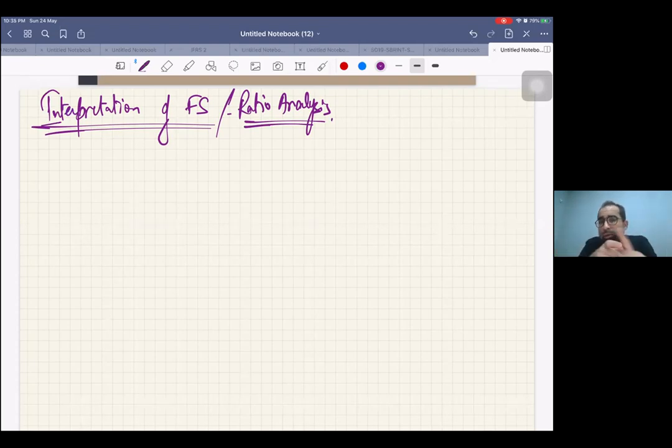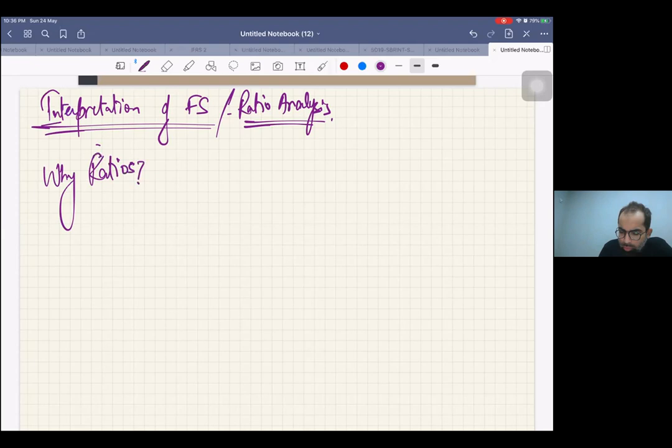Okay, so the name of this topic is interpretation of financial statement. Through this topic, we try to understand the meaning of that financial statement, right? Now, the first question is, why not raw figures?